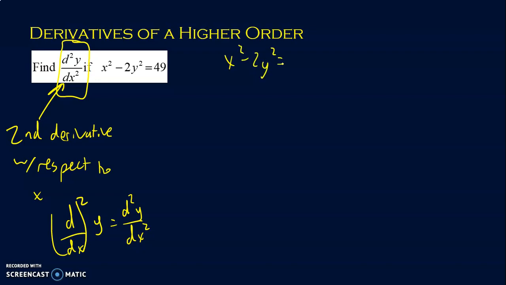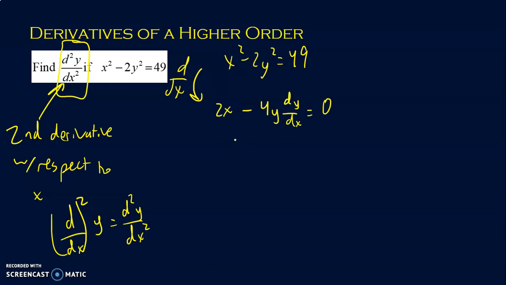x squared minus 2y squared equals 49. We're going to take the derivative with respect to x. So the derivative of x squared would be 2x, dx/dx I don't have to write. Derivative of 2y squared would be 4y. Since we're taking the derivative with respect to x, I do need this dy/dx. Derivative of a constant is 0.